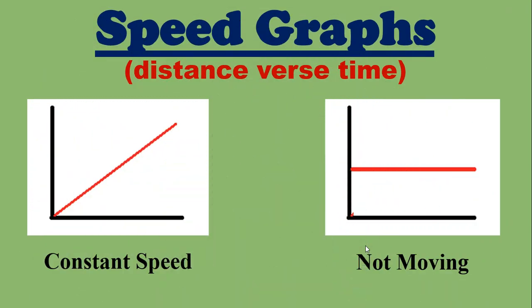Now, speed graphs. There are two different speed graphs. These are distance versus time graphs. That means at the bottom of each graph, you would have distance, and on the side, you would have time.